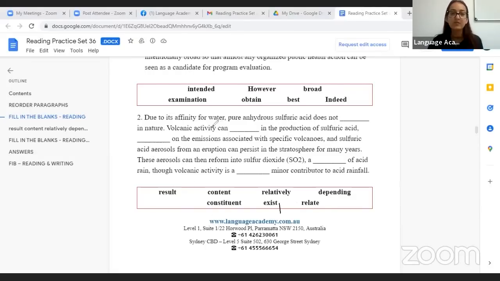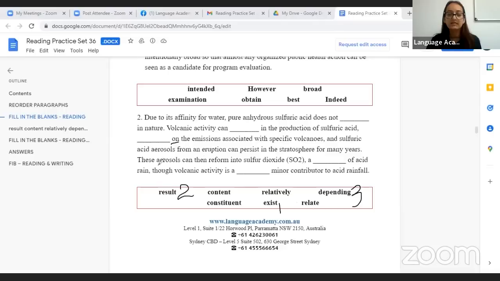Sorry, the second one says volcanic activity can dash in the production of sulfuric acid. So where does it come from basically? Volcanic activity can result in its production of sulfuric acid, dash on the emissions associated with specific volcanoes. So with on, we can say depending on.